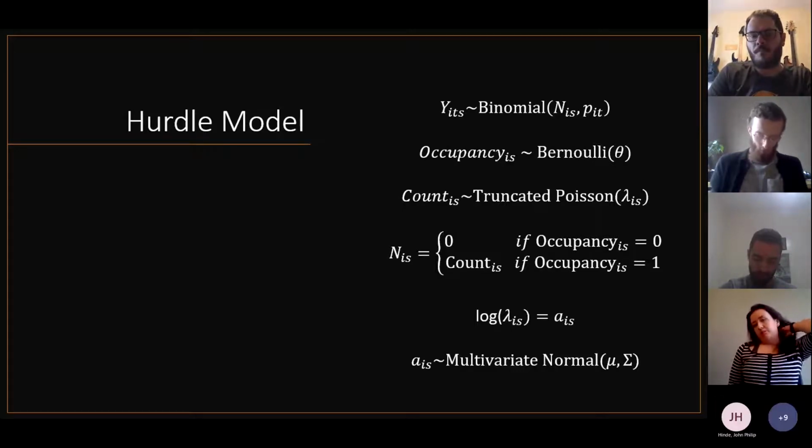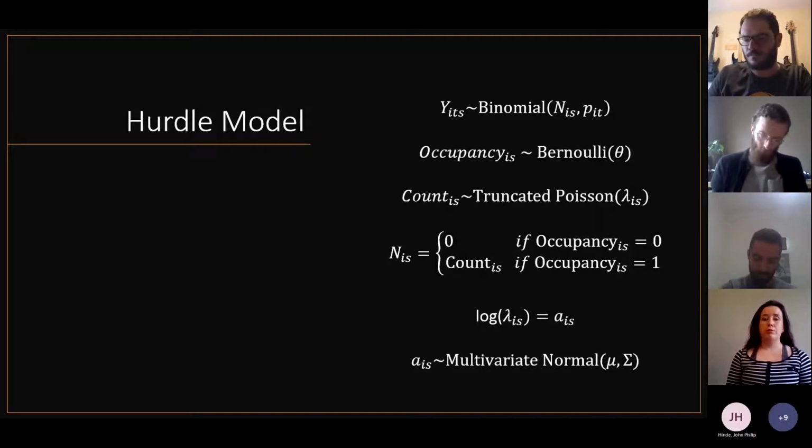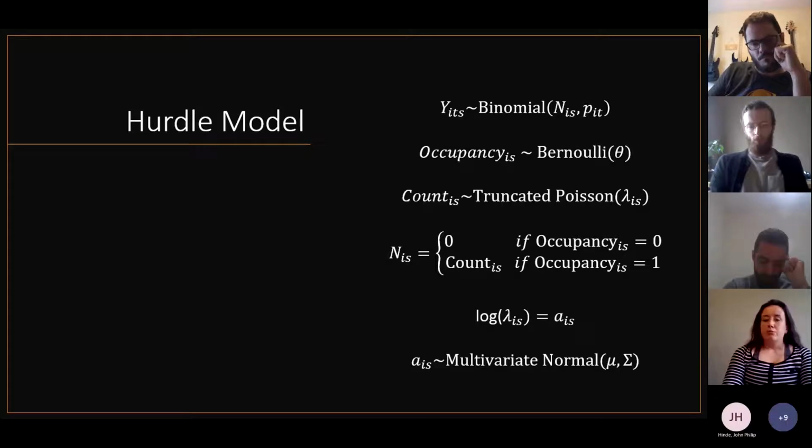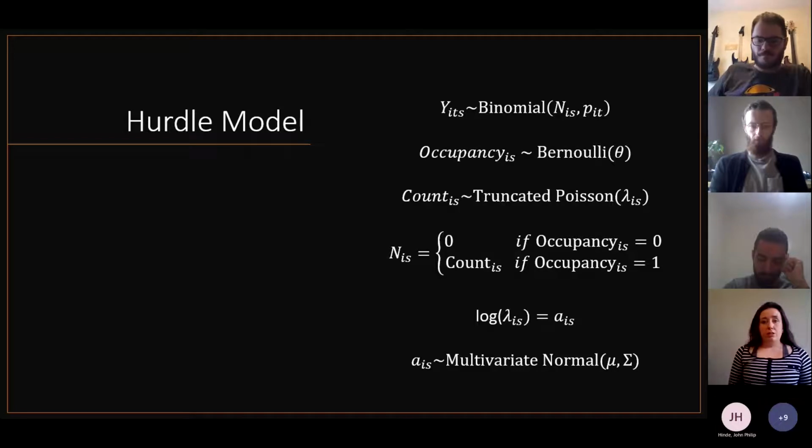In this case, our actual abundance n is equal to 0 if our zero process, the occupancy process, is equal to 0, and it's equal to the value of our count process if our occupancy process is equal to 1. And then the rest of this model is similar to our multi-species and mixture model. We again have our random variable A on the abundance, which allows us to estimate the correlations between abundances of different species.